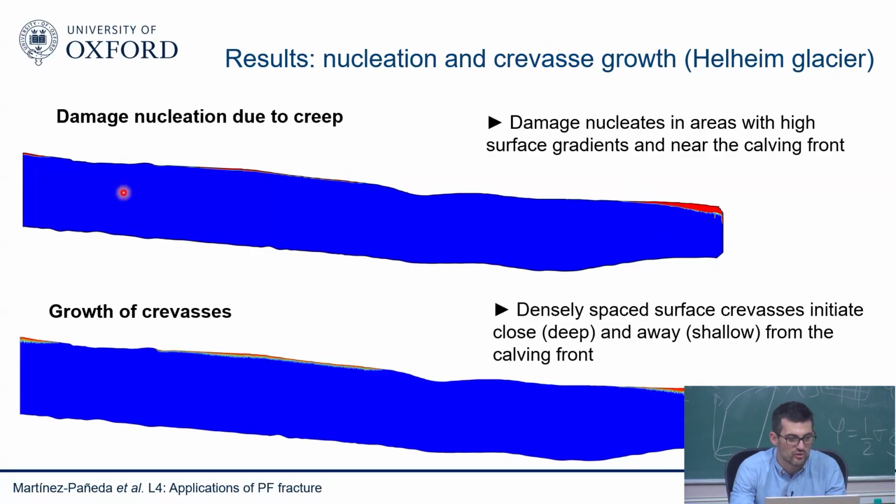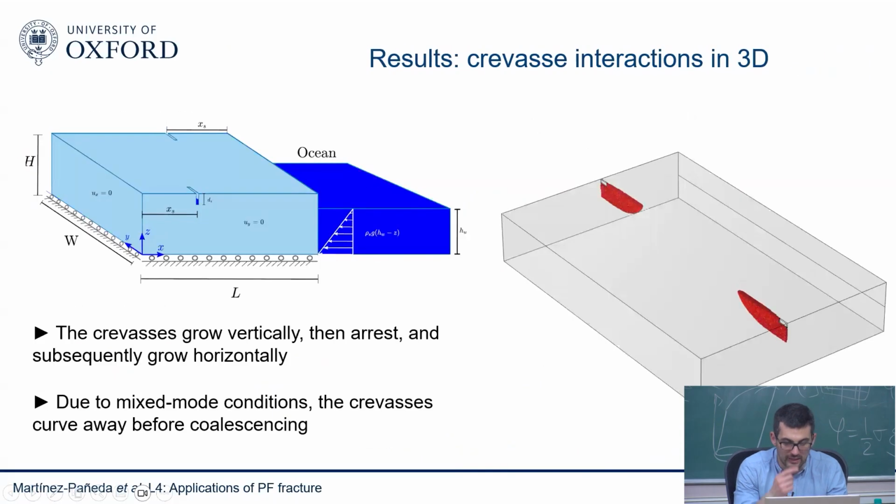So this is the idea. First, you model in this realistic configuration how those crevasses nucleate, which happens in areas of high surface gradients near the calving front, and then you can see how you get some shallow crevasses growing away from the calving front, but near the calving front, you get significant damage. That's the idea. And we can also do 3D.